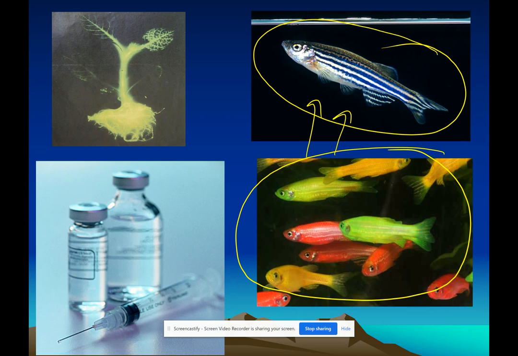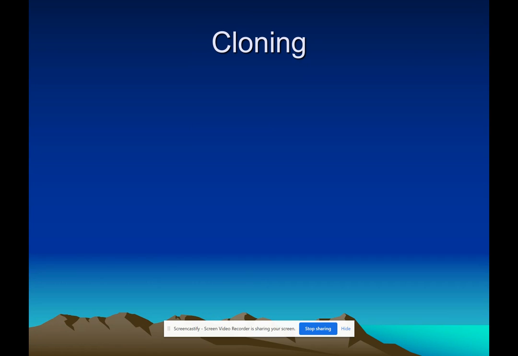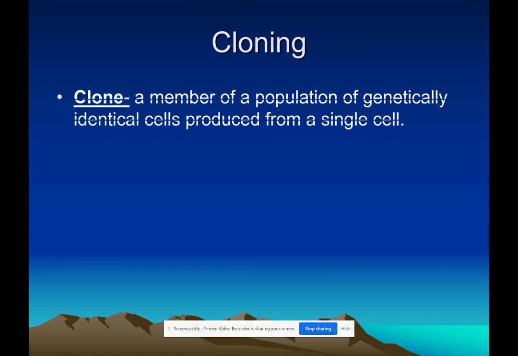Okay, this would just be an example of producing human proteins and using them as medicine, and then producing plants with different features. Something else you're going to learn about is cloning. Just so we're all on the same page, a clone is a member of a population of genetically identical cells produced from a single cell. So, like I said, this is taking a creature that would normally reproduce sexually and making a copy of one of its cells, one of its diploid cells. And then that becomes its own creature.